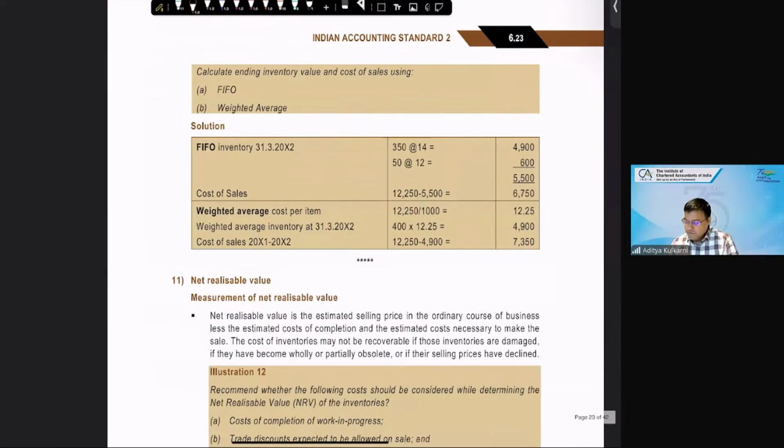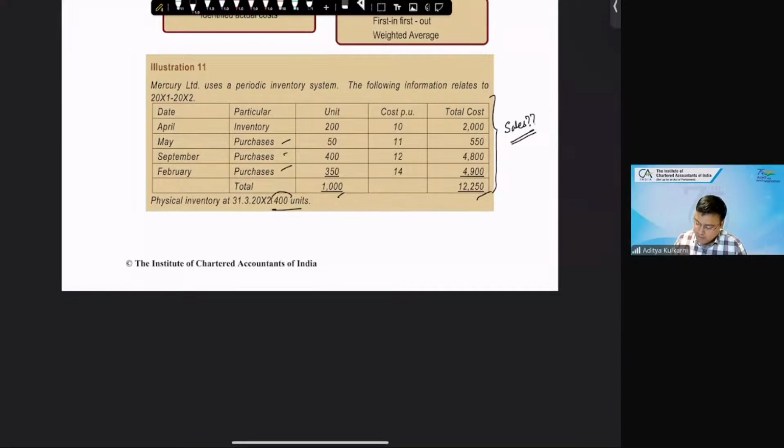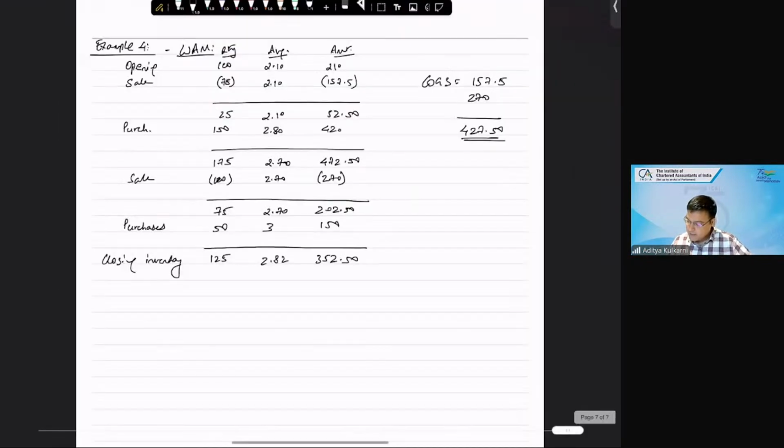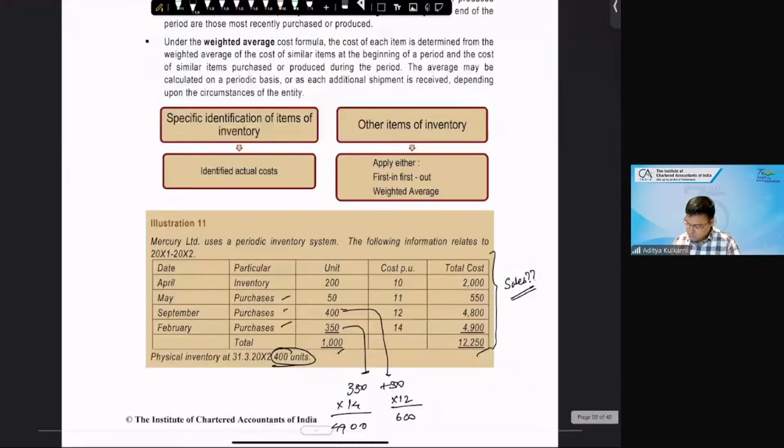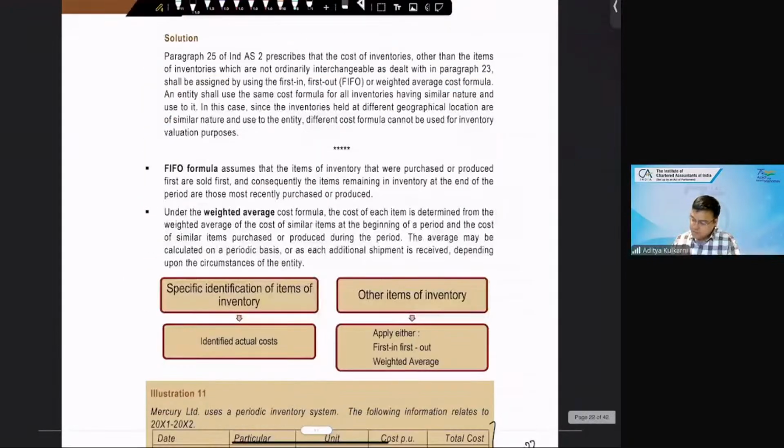Using FIFO. In the case of FIFO it is simple, 400 units. So it will be out of this lot 350 and 50 will be out of this lot. So 350 into 14 plus 50 into 12, 600. 350 into 14, 4,900, right? Yes, so 5,500.